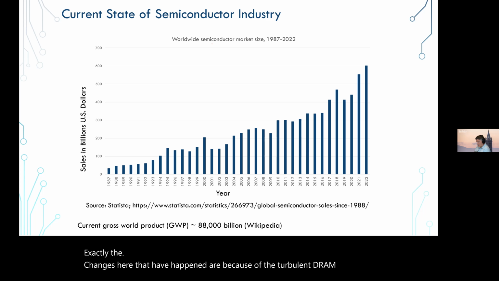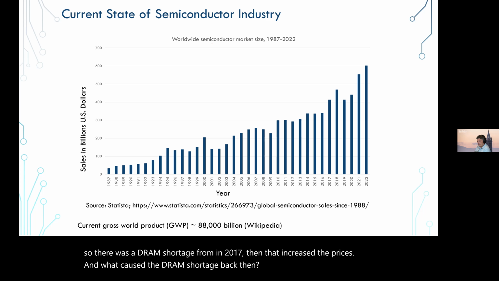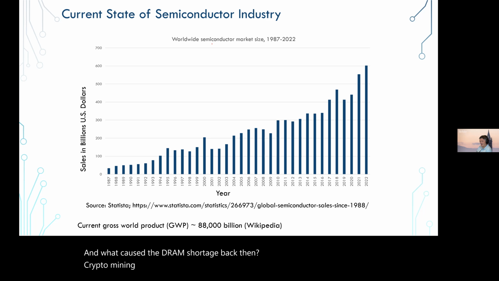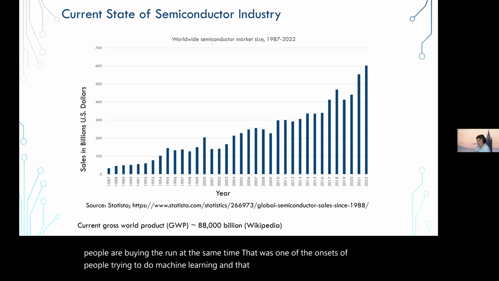There was a DRAM shortage in 2017, which increased the prices. What caused the DRAM shortage back then? Crypto mining, that was the onset of crypto mining. So suddenly people were buying DRAM. At the same time, that was one of the onsets of people trying to do machine learning, and that also got compounded with an extended downtime of one of the factories that went through, I believe, a fire.